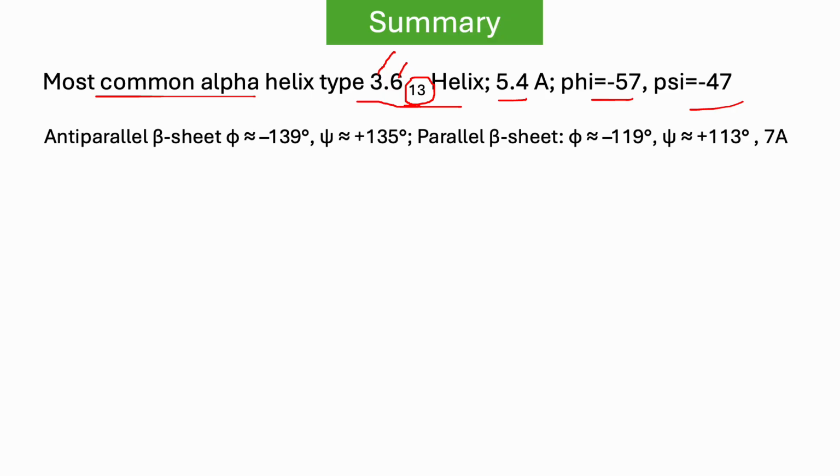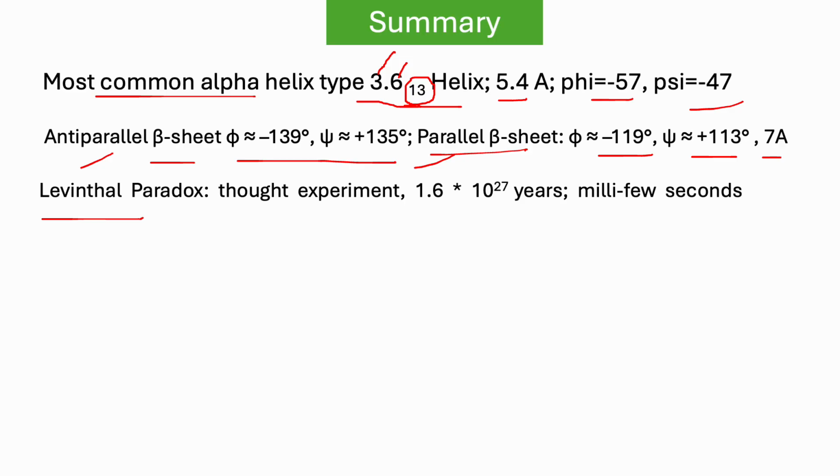In the case of beta sheet, two types of beta sheet are present, antiparallel and parallel. For antiparallel, the ideal phi and psi angles will be -139 and +135, that is minus plus. It must come in the first quartile of the Ramachandran plot. And also in parallel beta sheet, the ideal is -119 and +113 degrees, and the pitch distance is 7 angstrom.